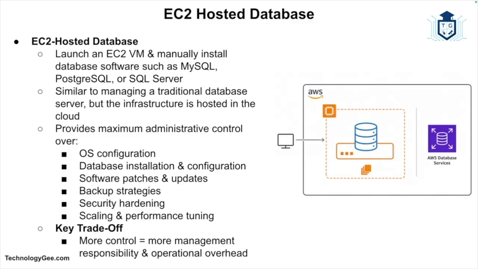So you got option one, which is your EC2 hosted database. And this means that you launch a virtual machine using Amazon EC2 and install your own database software like MySQL, PostgreSQL, or SQL Server. Now, if all of that sounds familiar to you, well, it's basically like running a traditional server, but in the cloud. And with this approach, you control everything. We're talking about the operating system configuration, the database installation, patching and updates, backup, security hardening, and scaling. And that level of control is great, but it also means more responsibility.